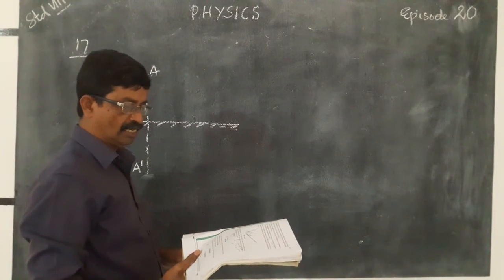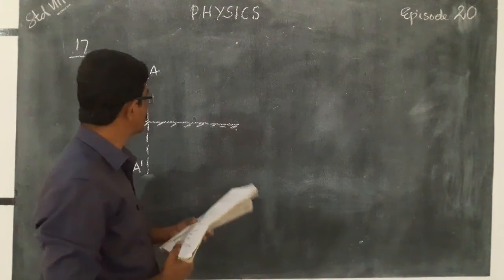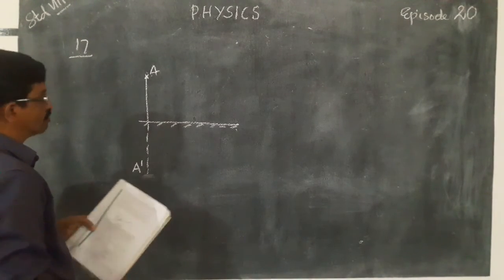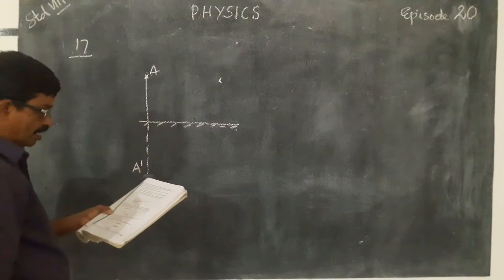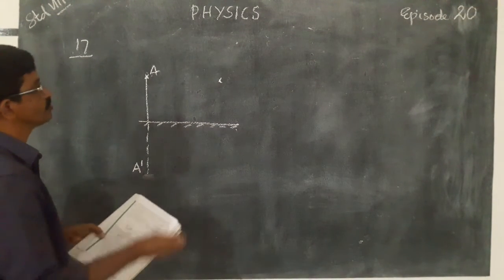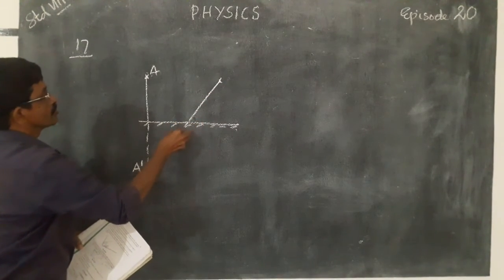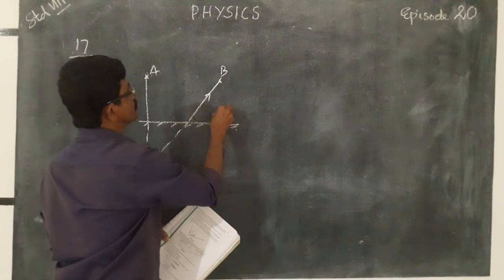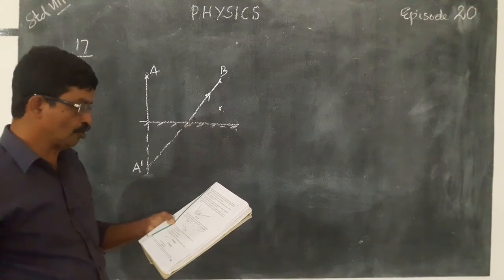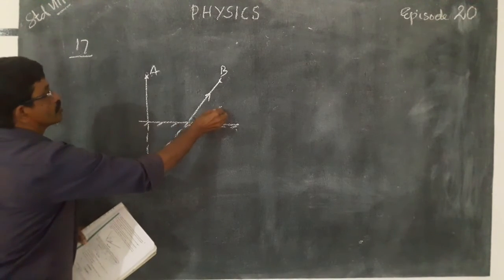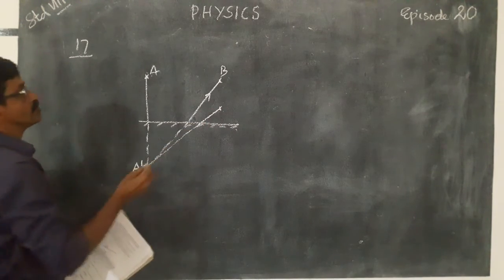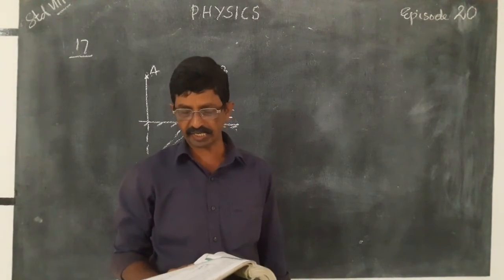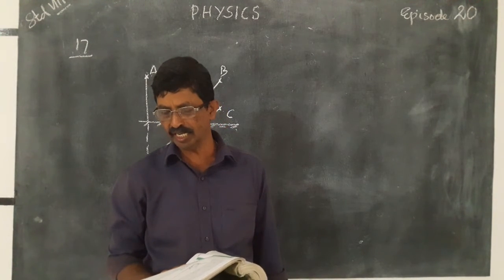On the plane mirror, can Pahali at B see this image? Can she see this image? Yes, she can also see the image. Can Bojo at C see this image? Yes. When Pahali moves from B to C, where does the image of A move?